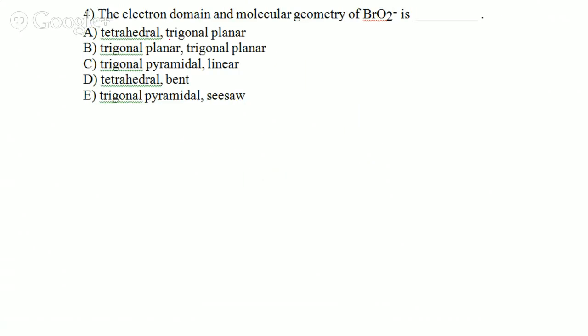4, the electron domain and molecular geometry of BrO2⁻. Well, let's figure out how many valence electrons we got. We got 7 plus 6 times 2 plus 1 because of that negative sign. So we get a total of 20 valence electrons. So we put the less electronegative thing in the middle. We put Br in the middle.